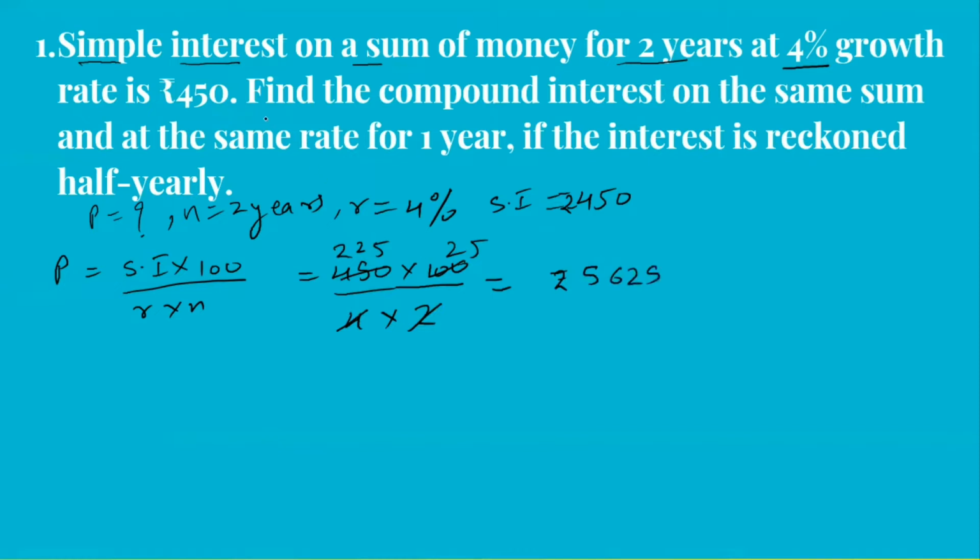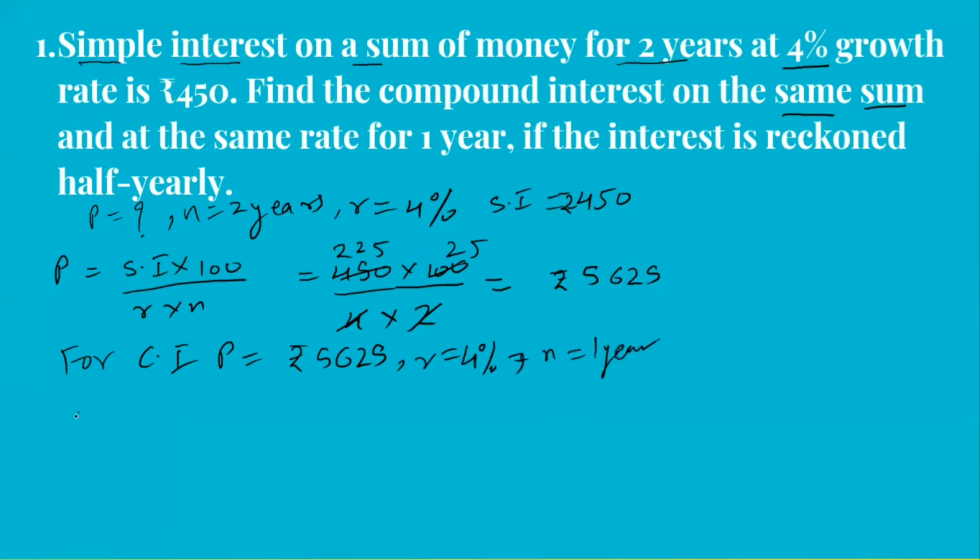Let us further read the question. Find the compound interest on the same sum. That means for the compound interest, the principal is the same, and at the same rate, for 1 year if the interest is reckoned half yearly. So for compound interest, again, the principal is rupees 5,625, the rate of interest is the same, that is 4%, and the period now is 1 year, n is equal to 1 year.